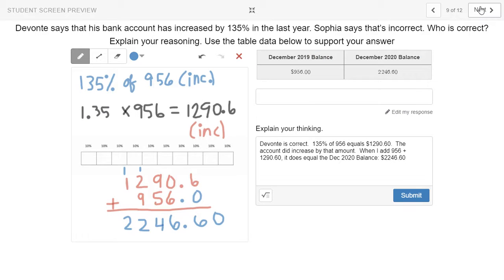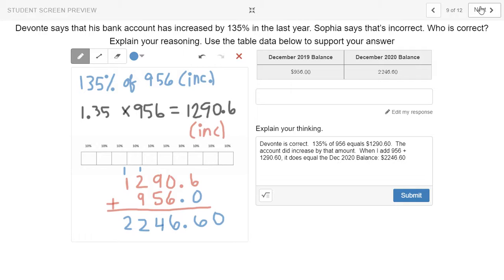Devante says his bank account has increased by 135% in the last year. Sophia says that's not correct. Who is correct? Explain your reasoning. Use the table below to support your answer. So to figure this out, I wanted to figure out what's 135% of the original bank balance. So I had to change 135% to a decimal: get rid of the percent and move the decimal twice to the left, because percent means out of 100, which means you're dividing by 100. So that becomes 1.35. Of in math means to multiply.